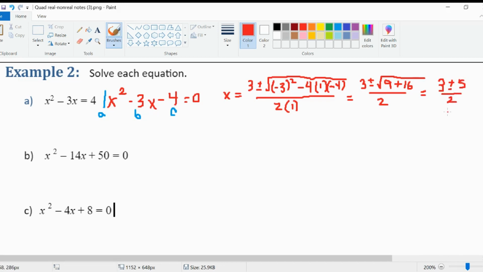Here's where we get to every quadratic is going to have two separate solutions. Whenever we have this plus or minus, 3 plus or minus, we can break this up into two separate problems. So first, I'm going to bring this down over to here. You're going to have 3 plus 5 divided by 2. And we could also have 3 minus 5 divided by 2.